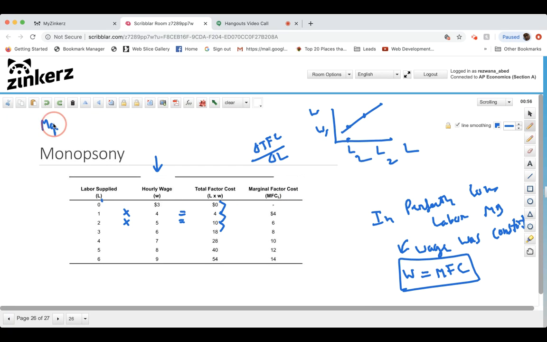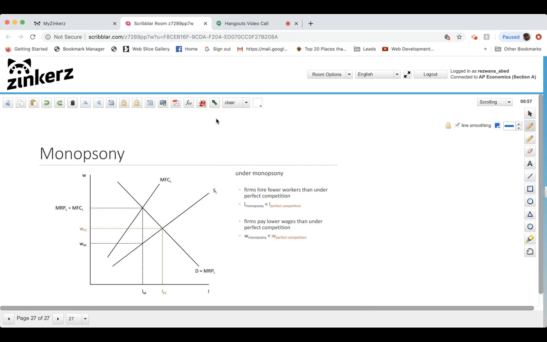So the MFC rises faster than the supply curve. They're not the same thing anymore. This was with perfect competition, when the wage was equal to the marginal factor cost. Now we have two different curves, and the marginal factor cost is going to be an upward sloping graph, rising faster than the supply curve. So it looks like this.